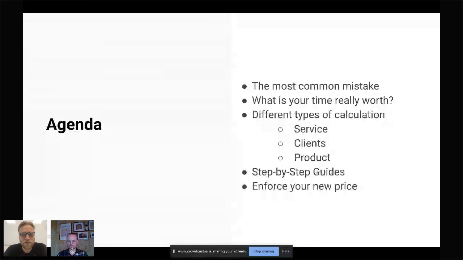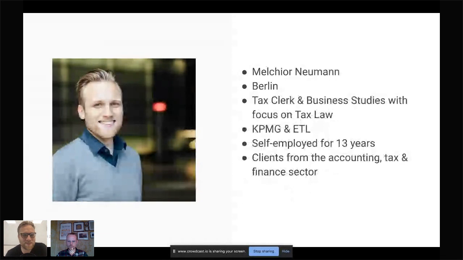And I want to share what I've learned in the last 13 years of being self-employed and a freelancer in Germany. And yeah, just a few sentences about myself. My name is Melchior Neumann. I was born in Berlin and I'm living in Berlin. I'm a tax clerk. I worked as a tax accountant for some years, and I studied economics with a focus on tax law and auditing. I worked for KPMG and European Tax and Law (ETL) for some years. And then I became self-employed 13 years ago, and especially in this time I worked mainly for clients in the accounting, tax, and finance sector, for example, for Kontist.